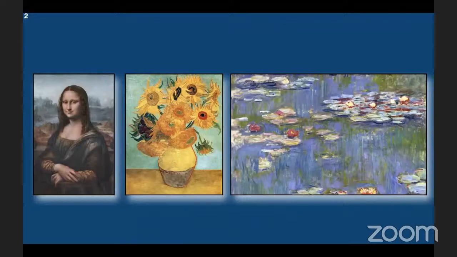Here in this slide, we can see 3 different paintings. The first one is Mona Lisa of Leonardo da Vinci. The second one is the Sunflower of Vincent van Gogh. And the last one is the famous Water Lily of Claude Monet. Possibly you have already seen those. It is relatively easy to enjoy the beauty of those paintings right from the first glance.